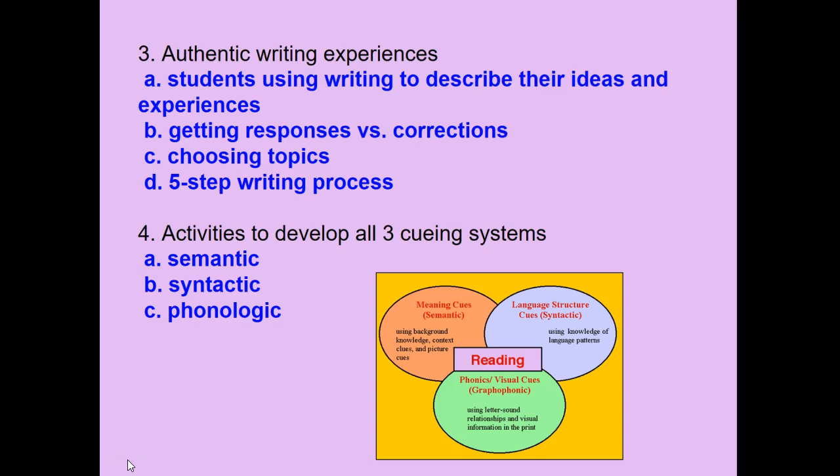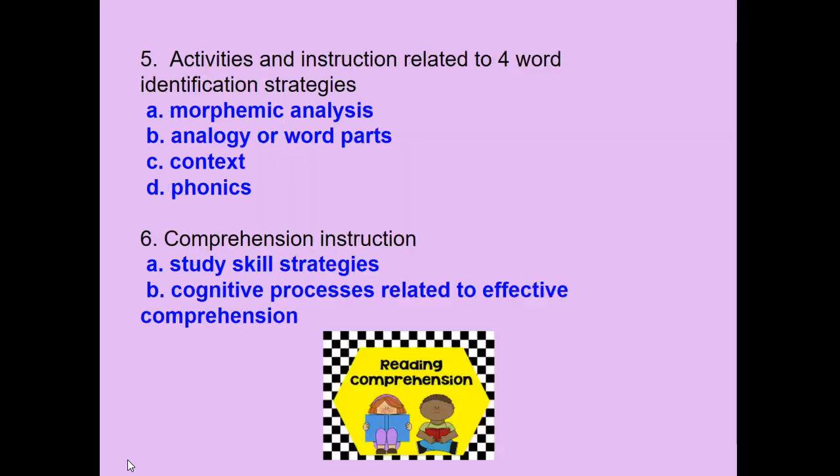And students are choosing the topics they want to write about, and it involves teaching and utilizing the 5-step writing process. There are activities to develop all 3 cueing systems, not just the phonological cueing system, but the syntactic, which is grammar or word order, and semantics, which is context or meaning.